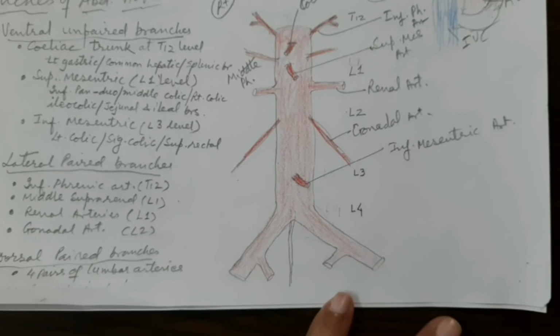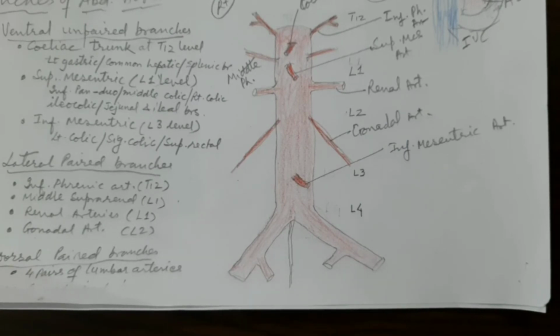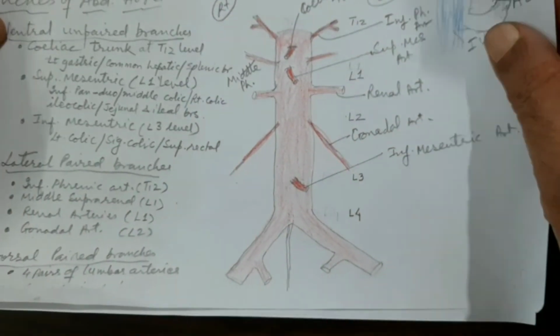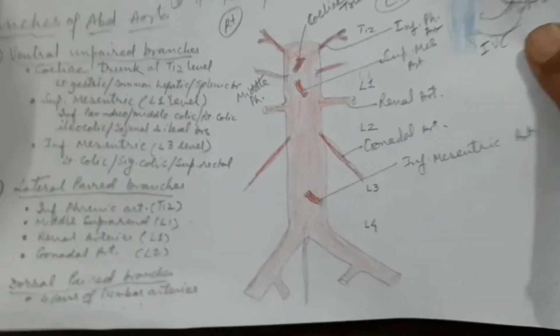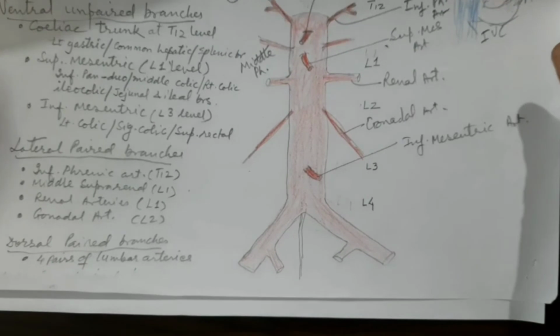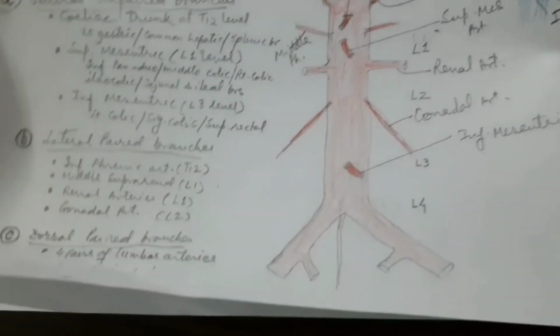Let us come to the third class of branches, which are taking origin from the dorsal aspect of the abdominal aorta, but they are paired. They are taking origin from the dorsal part of the aorta, but they are paired branches, and these are the four pairs of lumbar arteries, L1, L2, L3 and L4. These will go and supply the wall of the abdomen. So they are paired but taking origin from the dorsal aspect, four pairs.